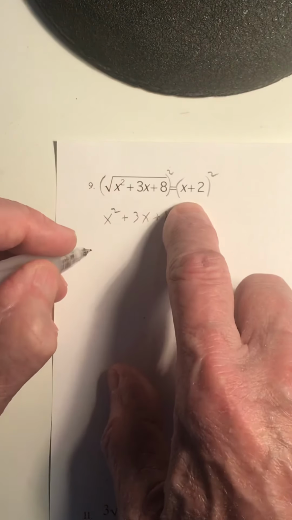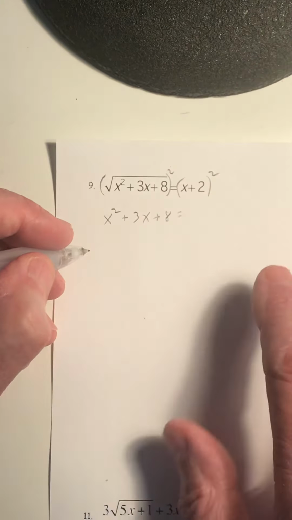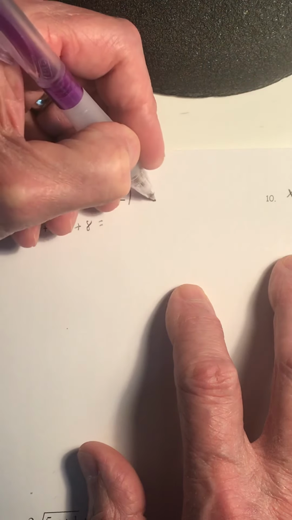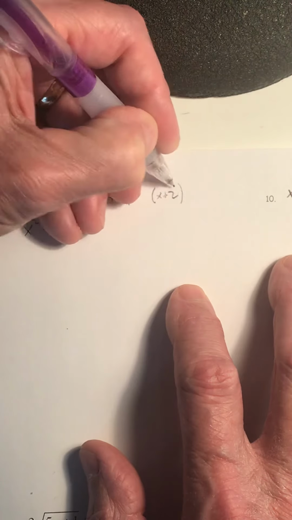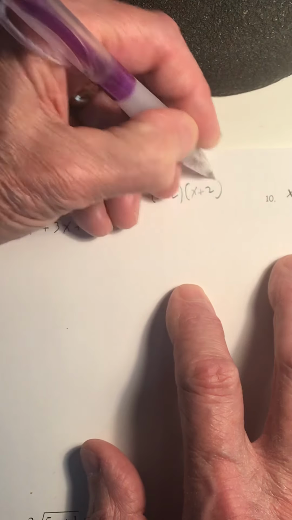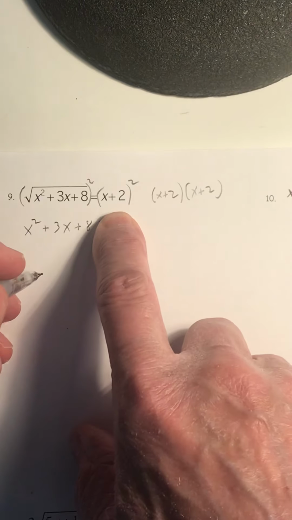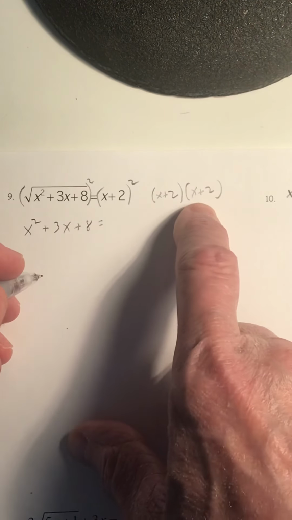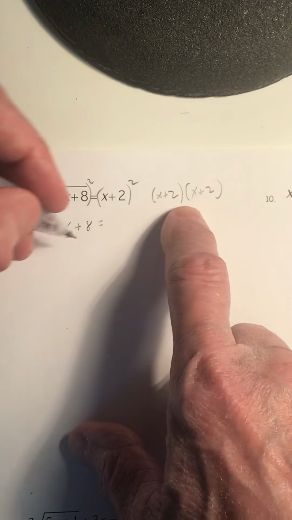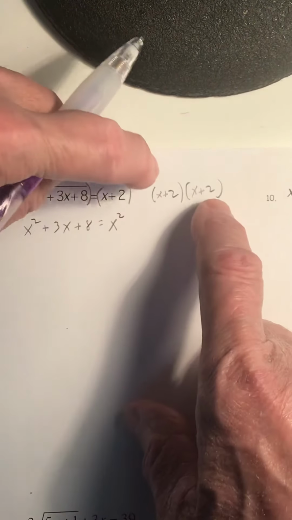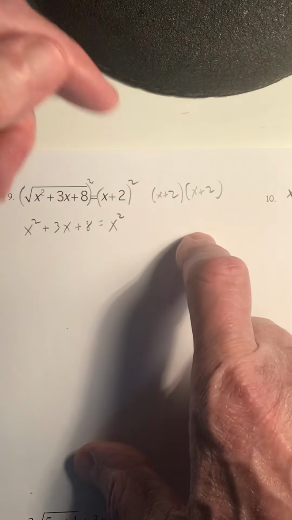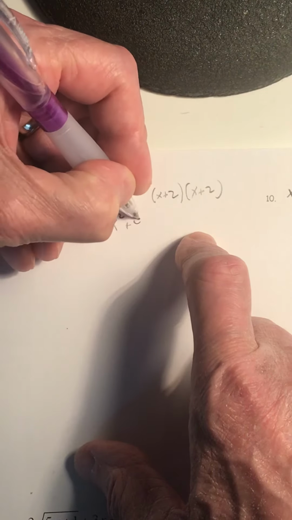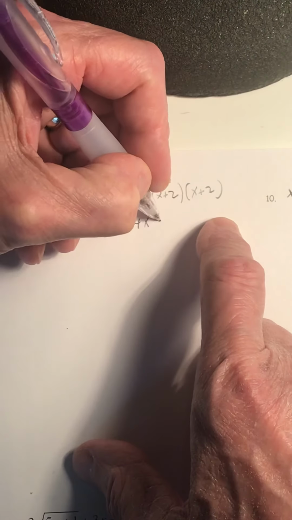On the other side, remember you're doing x plus 2 times x plus 2. If you need to write it out, go right ahead. That's translated to x plus 2 times x plus 2, which would make an x squared plus a 2x and another 2x for a 4x in the middle, and then plus 4 at the end.